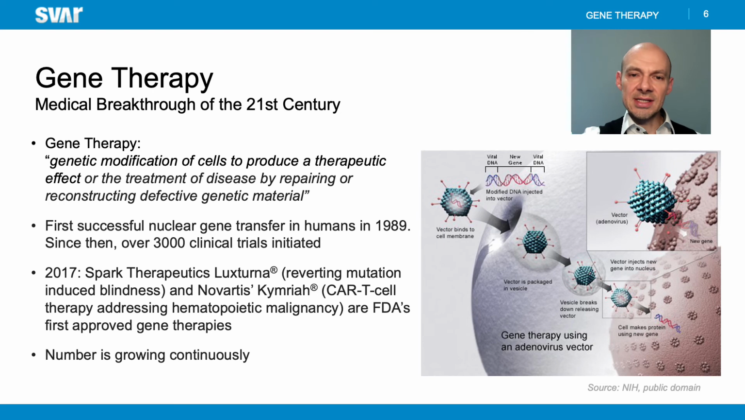However, the first successful nuclear gene transfer in human is a bit over 30 years ago, and the number of clinical trials based on gene therapy is constantly growing. In 2017, 2 gene therapies were approved by the FDA. Spark Therapeutics' Luxturna, which treats a mutation-induced blindness, and Novartis' Kymriah, which is a CD19-directed CAR T-cell approach for the treatment in the area of hematologic malignancies.